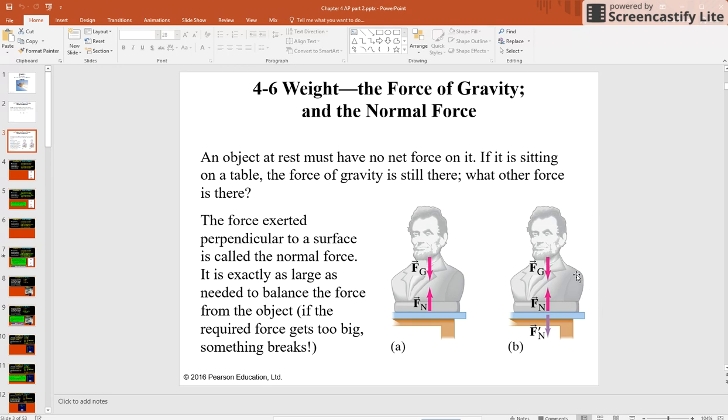It just so happens in this case that the pull of gravity is in balance with the normal force, and so all three of these vectors, the two pink and the one purple, happen to be exactly the same magnitude, and in pairs are opposite in direction.